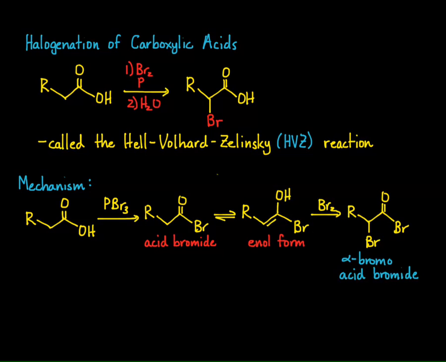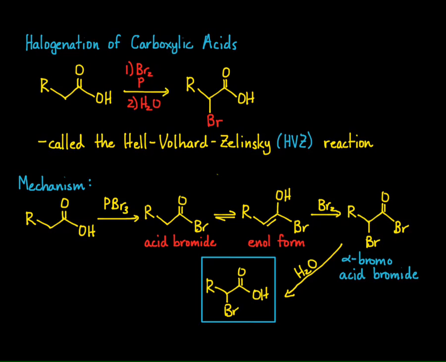Now, we know that acid halides can be hydrolyzed fairly readily with water. So if I treat this in a subsequent step with water, I can generate the alpha bromo carboxylic acid. And that's basically how I can halogenate a carboxylic acid.